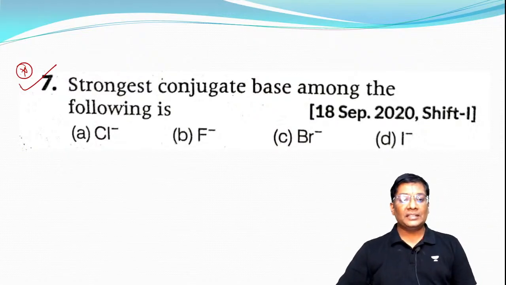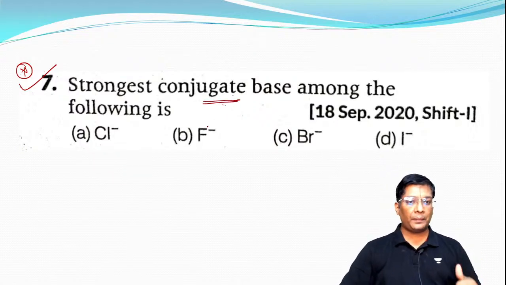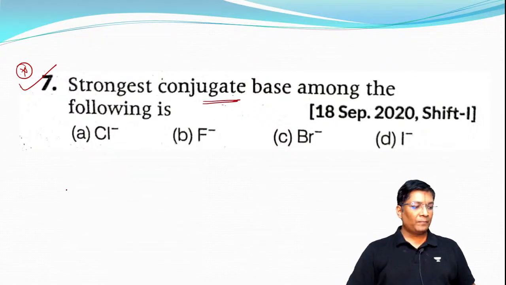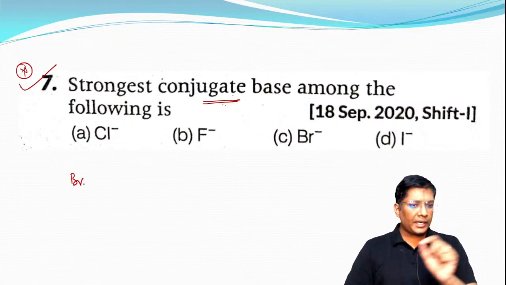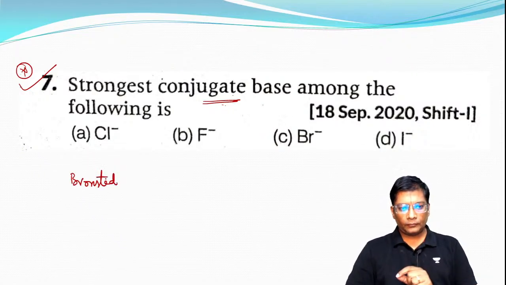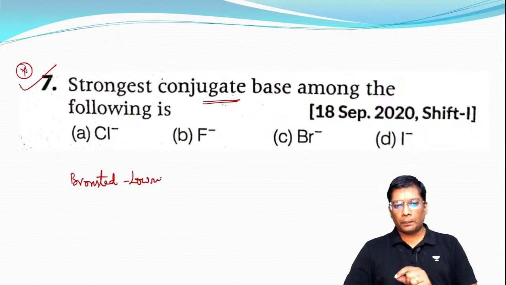Let us start one by one. The strongest conjugate base among the following is. So you know very well what is meant by acid, what is meant by base, what is meant by conjugate acid, and what is meant by conjugate base. I will give a small hint to you. You know very well the Bronsted Lowry acid base theory.